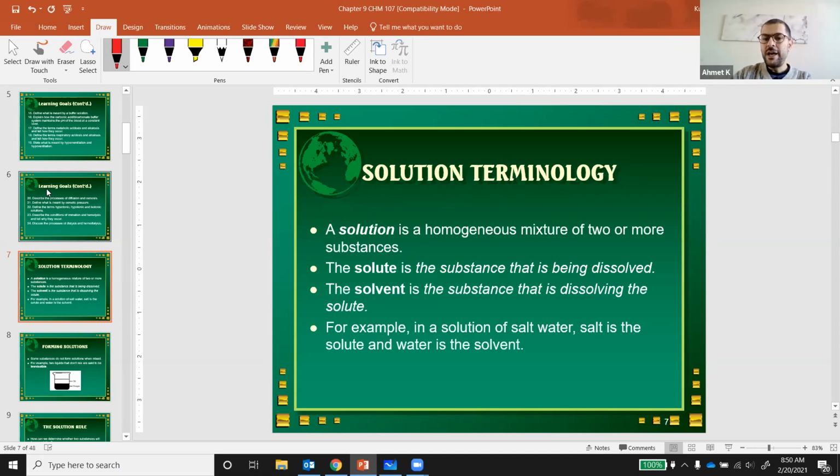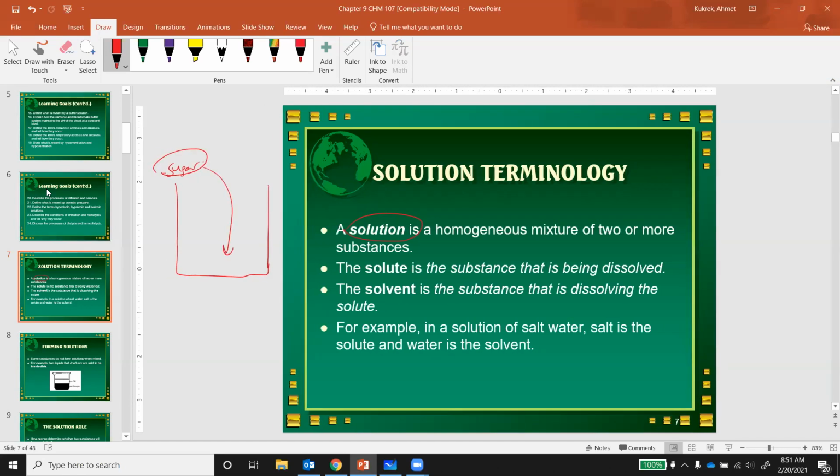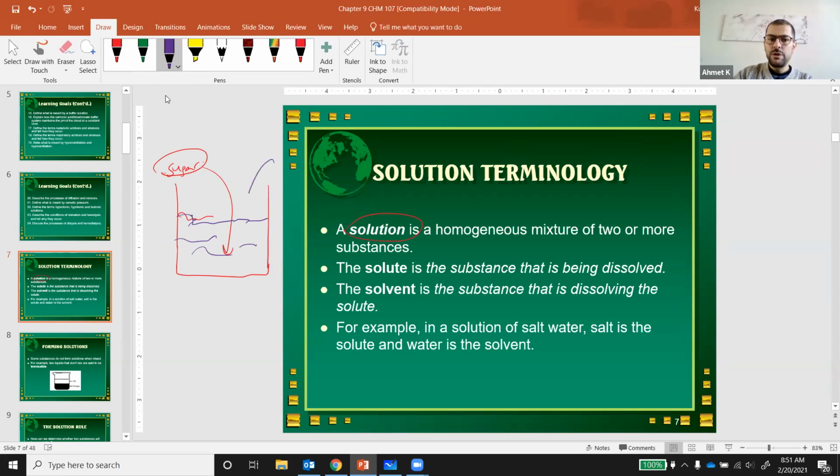So whenever you have a solution, you're going to have two things inside this solution, right? So this is like a beaker, let's say. And so you have first a solute, right? Let's say you have sugar. And if the sugar is dissolved in water, let's say this is water, blue, it's going to be the solvent, right? So this is water.